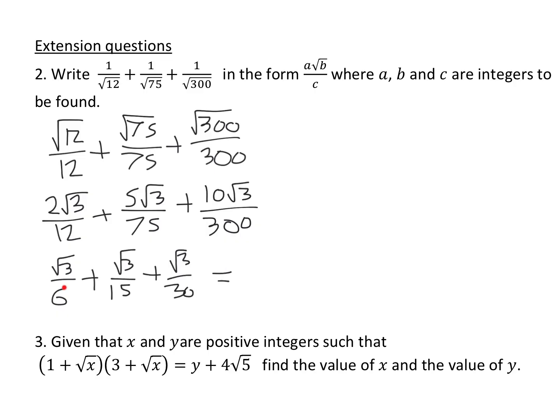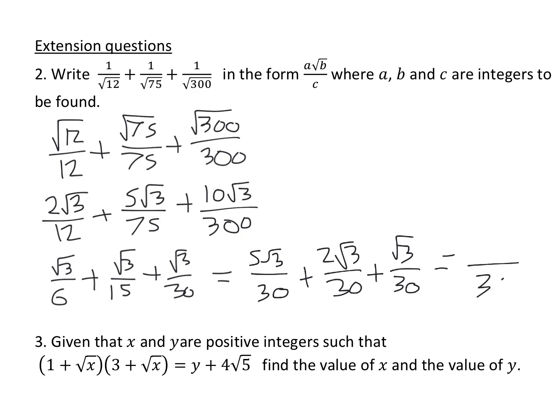So the first one, that would be times them by 5. So 5 root 3 over 30. The second one times by 2, so to get from 15 to 30. So 2 root 3 over 30. And the last one obviously already is over 30. So if we add those together, we get our common denominator of 30. And then we've got like terms. These are all root 3s. So we've got 5 of them, plus another 2, plus another 1. We've got 8 root 3.